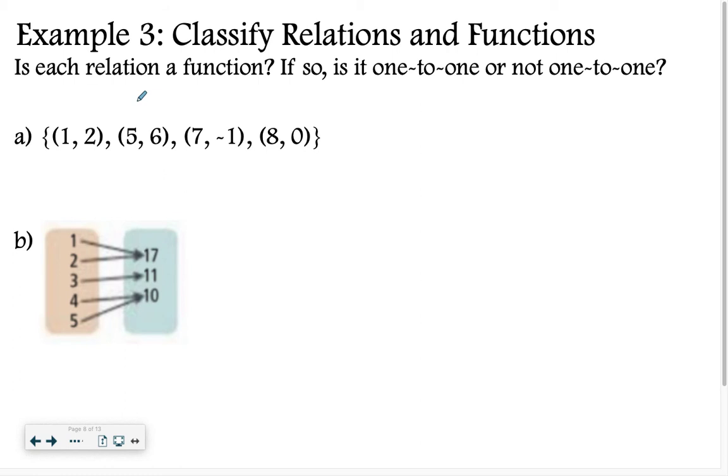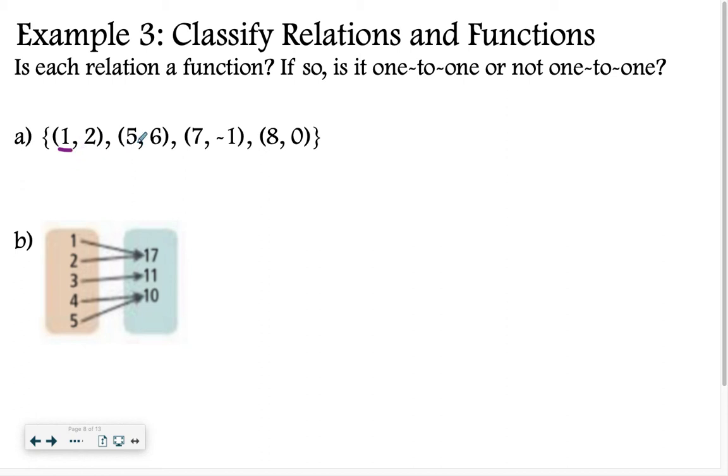Okay, let's look at example 3. Classify relations and functions. Is each relation a function? If so, is it one-to-one or not one-to-one? So first of all, remember, in order for a relation to be a function, each input must have exactly one output. So when I am given a list of ordered pairs like this, I need to look at my inputs first. So I want to look at my x values. I have an x value of 1. I want to see, do I have any other x values of 1?